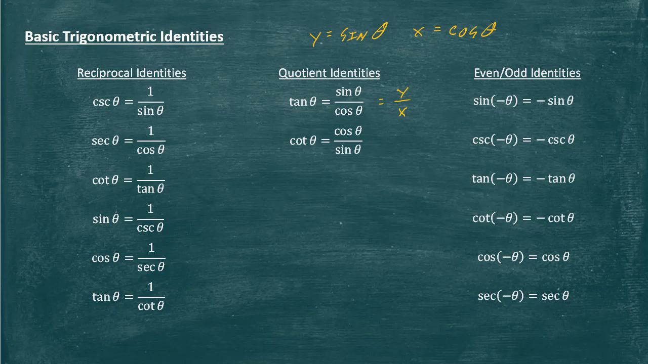And since tangent's reciprocal is cotangent, we can relatively quickly and hopefully easily see that cotangent of theta would be the flipped version of that, so it would just be x over y, or cosine over sine.